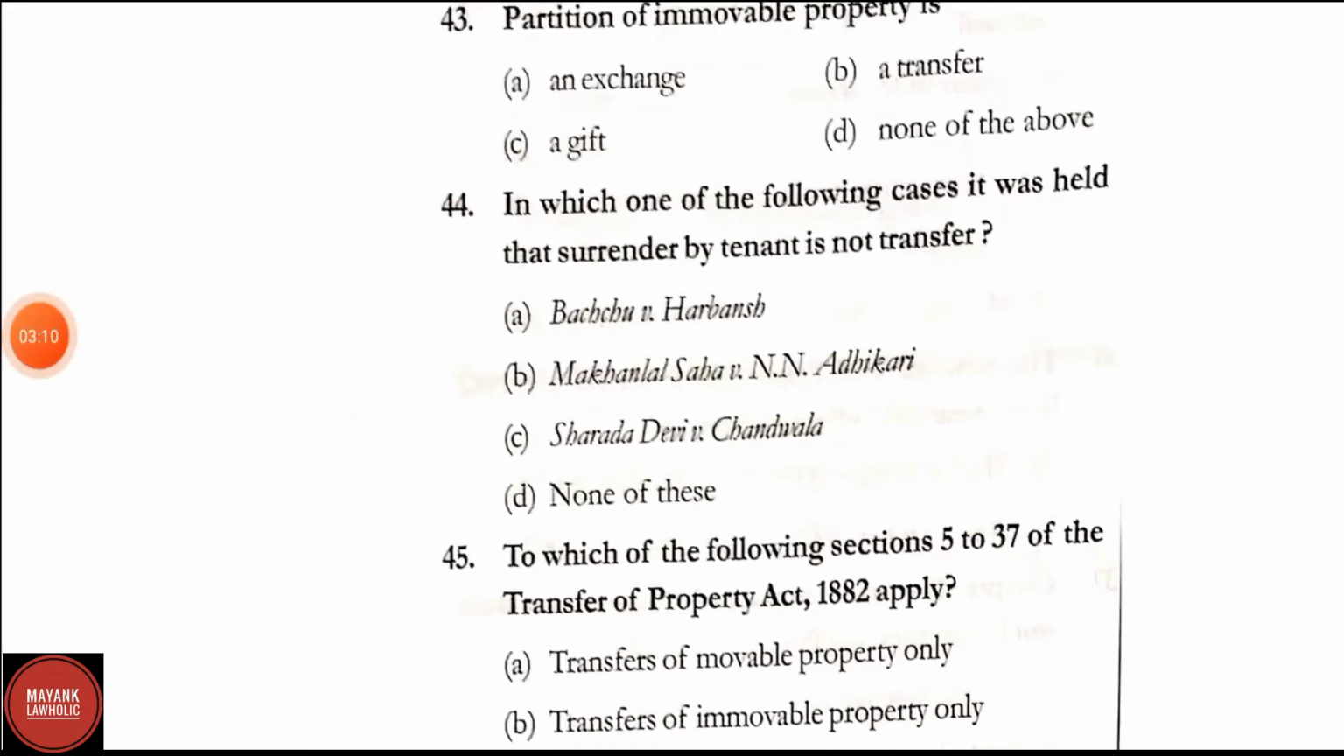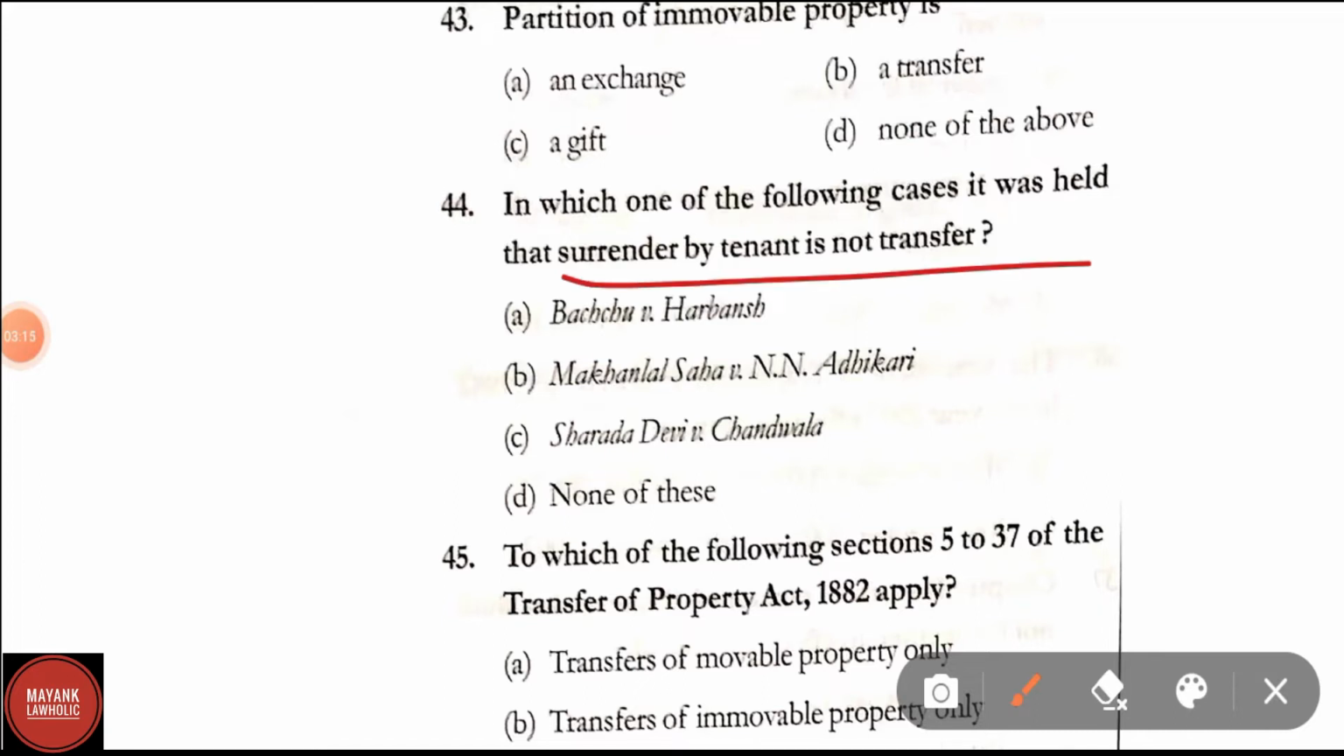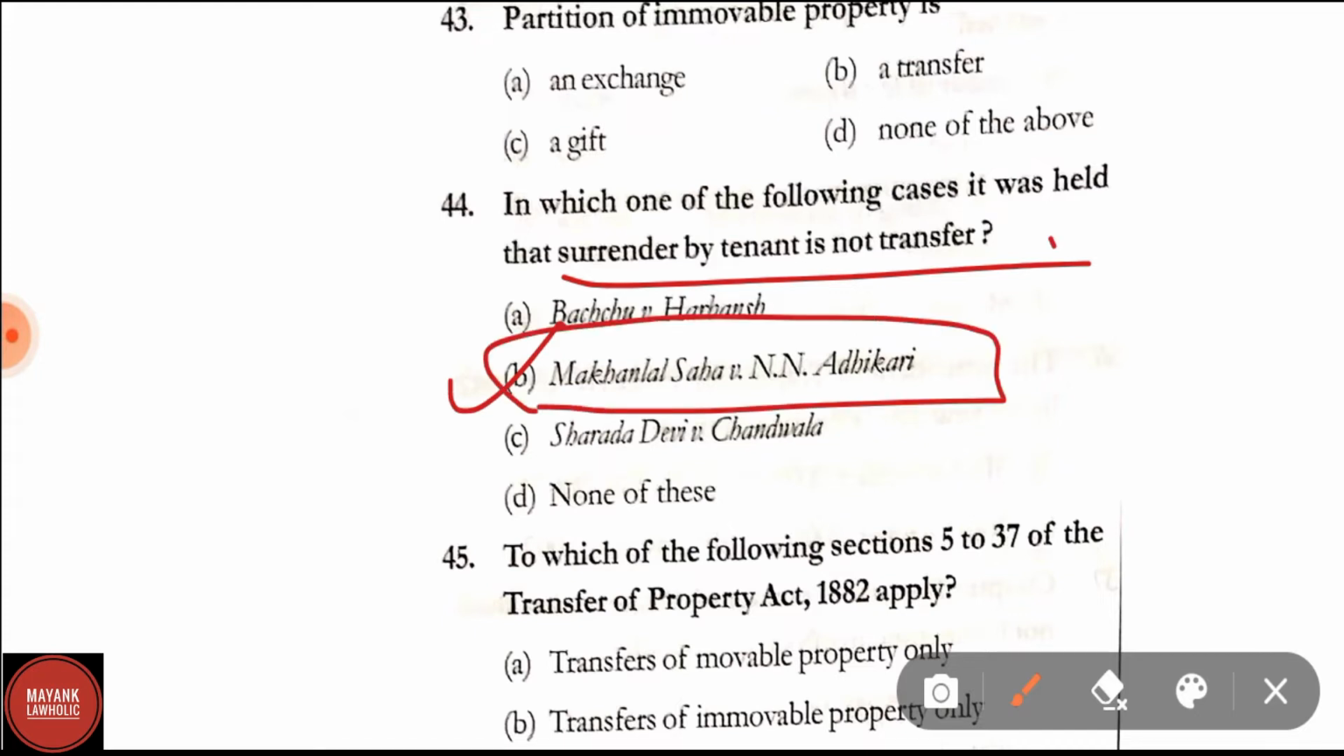Question number 44. In which one of the following cases it was held that surrender by tenant is not transfer? Bachchu versus Hanvansh, Makhanlal Sahu versus N.N. Adhikari, Sharda Devi versus Chandwala, none of these. Correct answer is option B, that is Makhanlal Sahu versus N.N. Adhikari. In this case, it was held that surrender by tenant is not transfer.